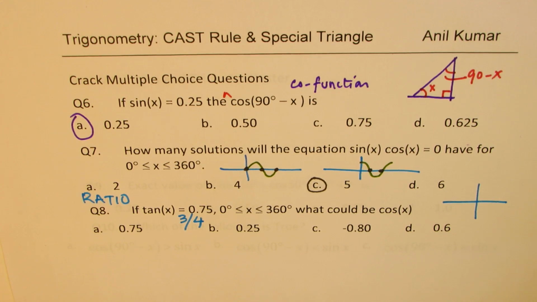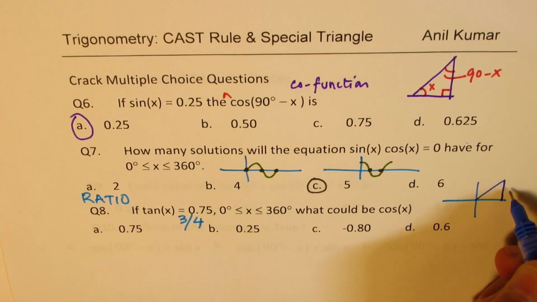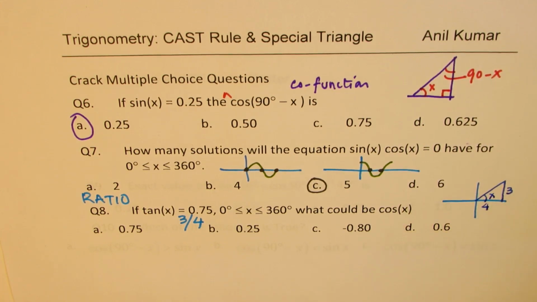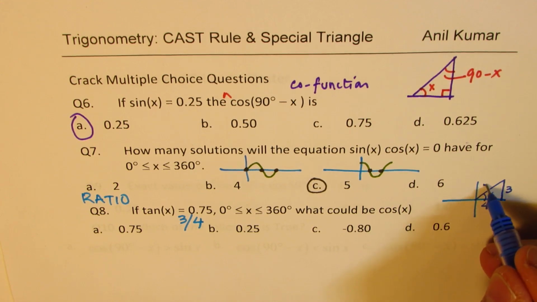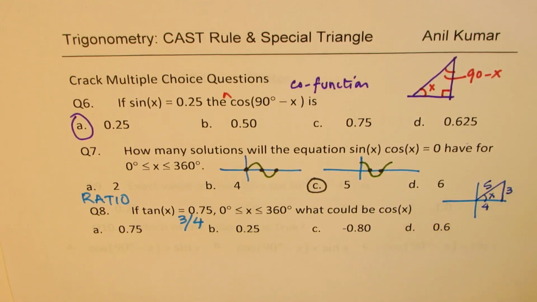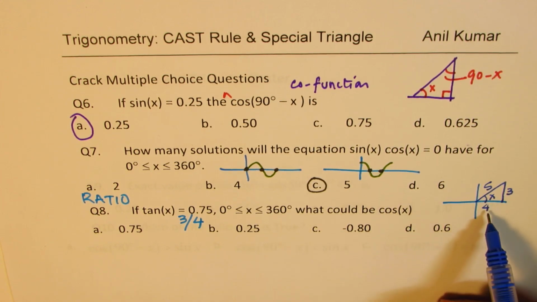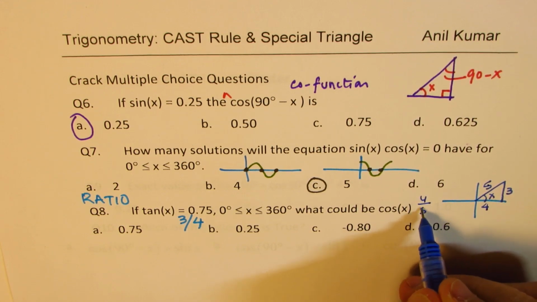So when I say tan is 3 over 4, we know tan is opposite over adjacent, right? So what we have here is a triangle where one side is 3, the other side is 4. That is what tan x is. Is that clear to you? It's a right angle triangle, so the hypotenuse should be 5. So what is cos? You know cos is adjacent over hypotenuse, so you expect a value of 4 over 5.